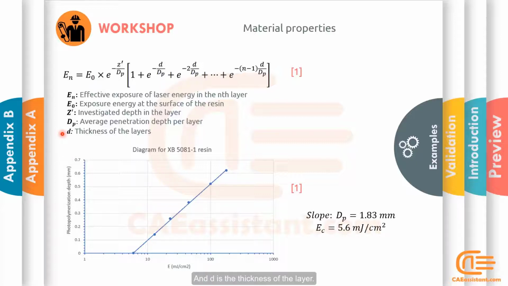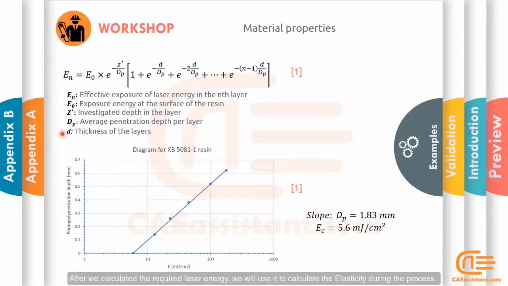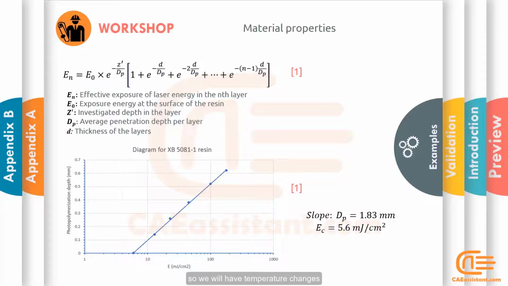And D is the thickness of the layer. After we calculated the required laser energy, we will use it to calculate the elasticity during the process. When the model is created, the resin will change from a liquid state to a solid state by the laser beam, so we will have the temperature changes. Therefore, the elasticity module will change as well.